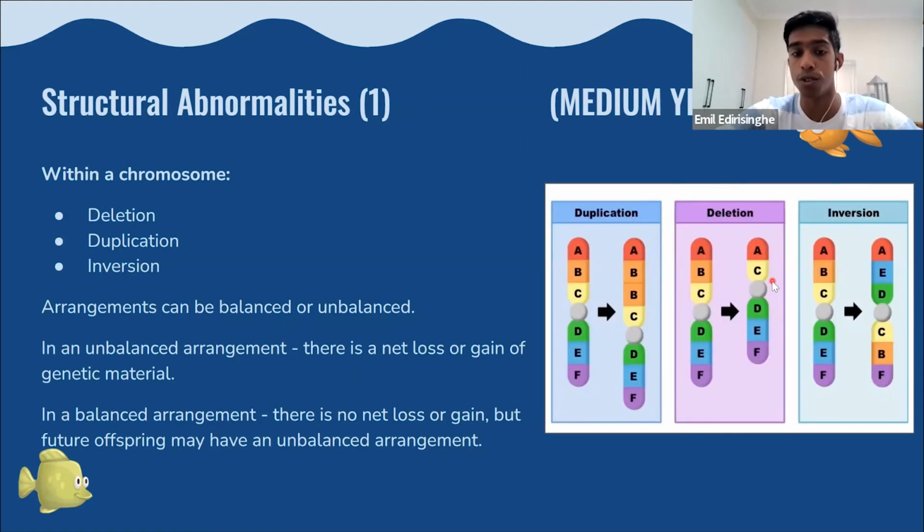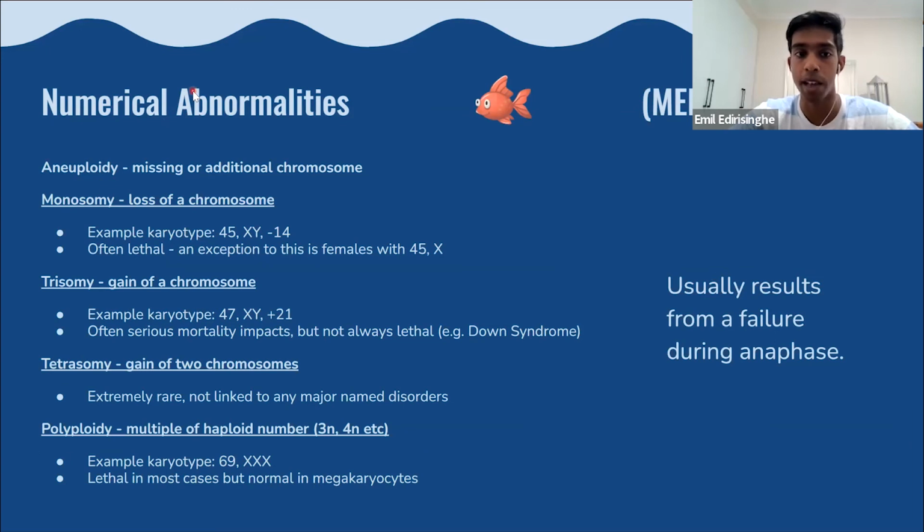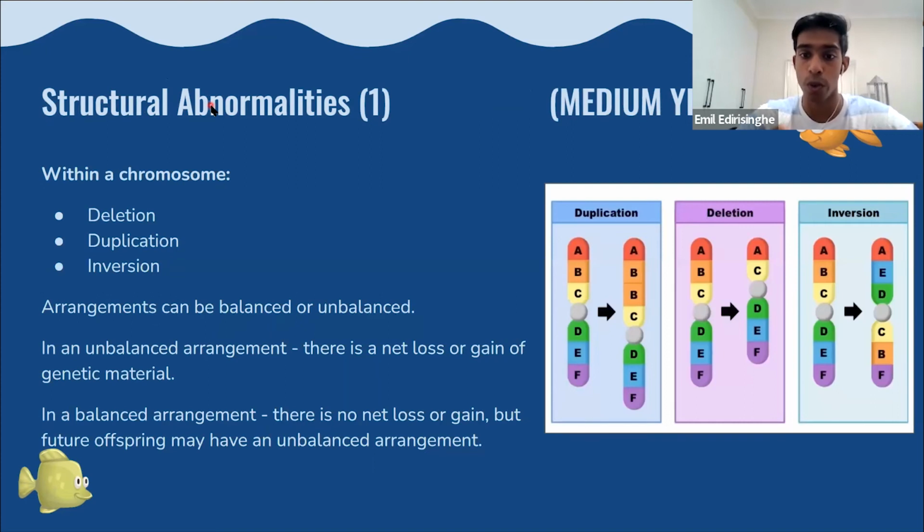Now there are also structural abnormalities, and there's a difference between structural and numerical abnormalities. Numerical abnormalities are the addition of a whole chromosome, whereas structural abnormalities are issues within chromosomes. Within chromosomes, there are 3 main issues that can occur: the first is duplication, the next is deletion, and the final one is inversion. What can happen is that an area of a chromosome, in this one the B region, can duplicate during either mitosis or meiosis, and as a result you get this duplication.